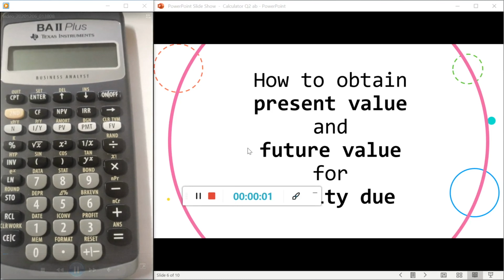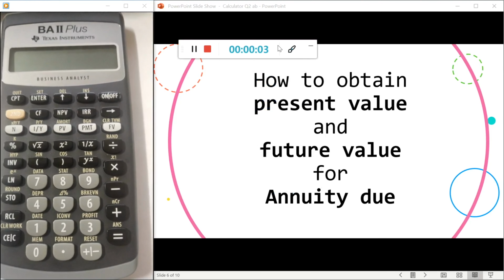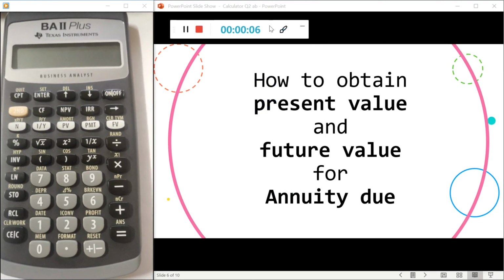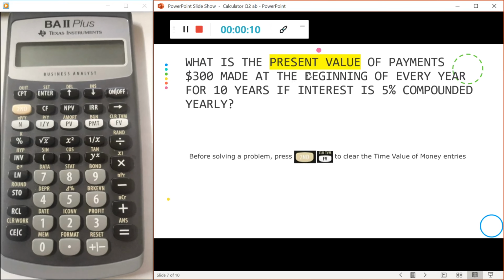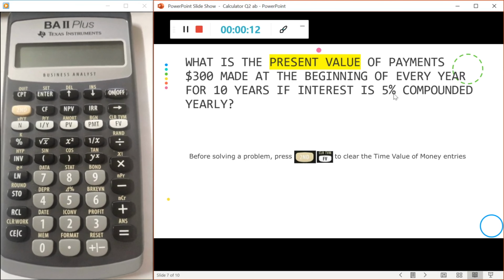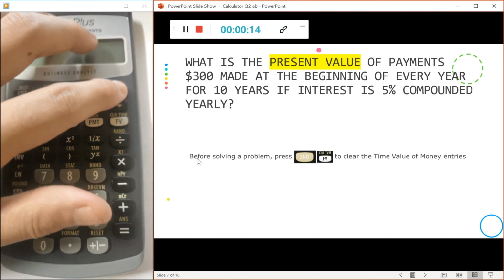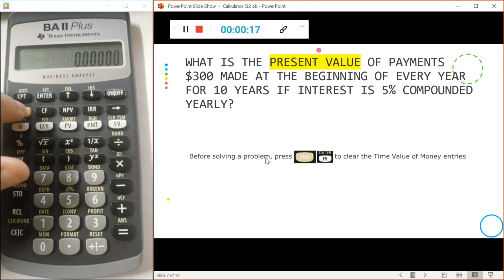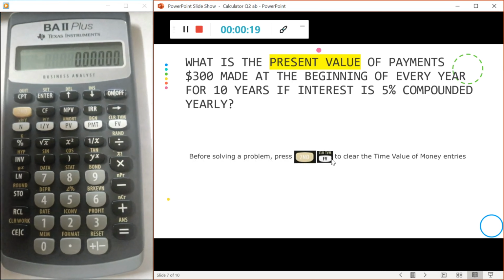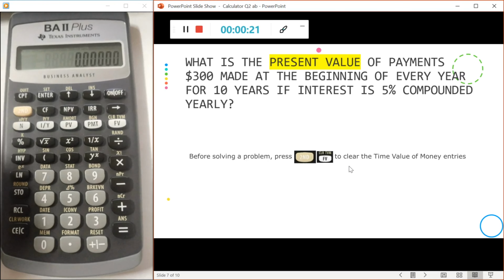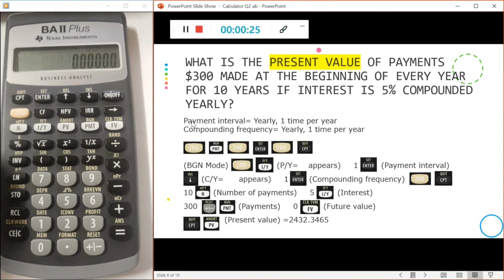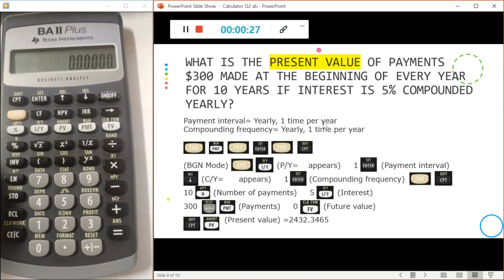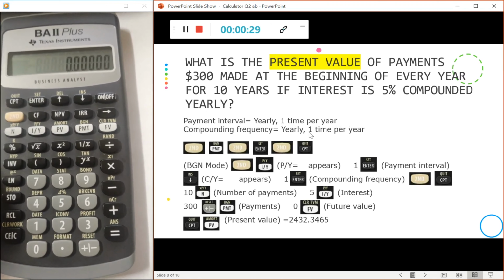So how to obtain present value and future value for annuity due? Okay, what is the present value of payments of 300 made at the beginning of every year for 10 years if interest is 5% compounded yearly? So the same step. Before solving a problem, we press second clear TVM to clear all the time value of money entries. To solve the question by using the calculator, we have payment interval yearly, 1 time per year, compounding frequency yearly, 1 time per year.